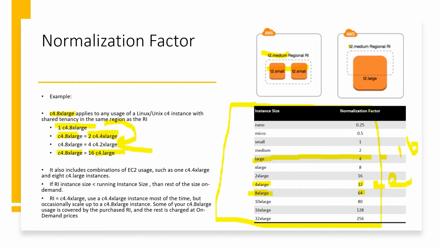If you look at the normalization factor here, for large it is 4, and for T2 medium it is just 2. So 4 by 2 is 2. So 2 T2 medium is equal to 1 T2 large. Here we have only one T2 medium, so only 50% of the cost would be covered. The rest of the 50% would be treated as RA hours. Okay, I think all of this has been covered here. We'll move on to the next slide.